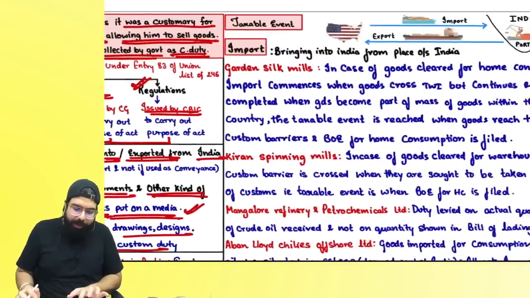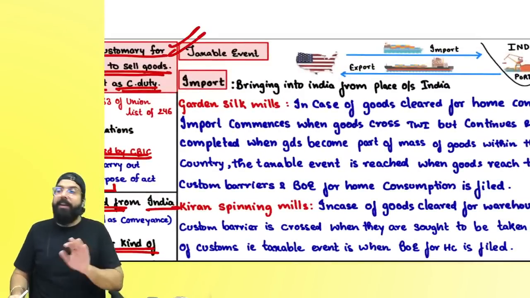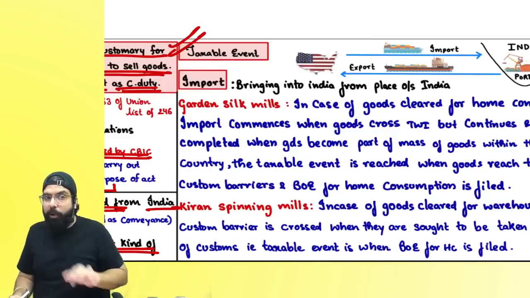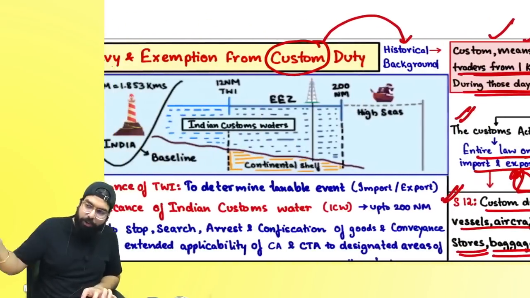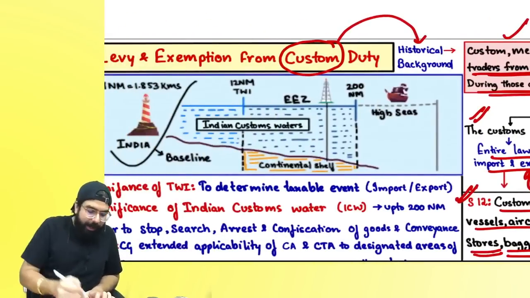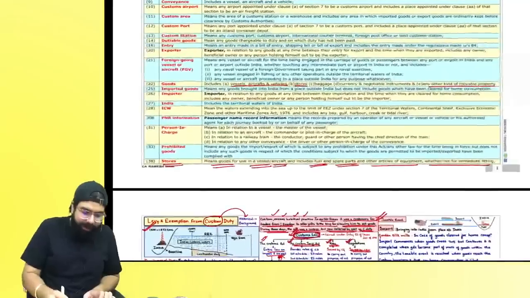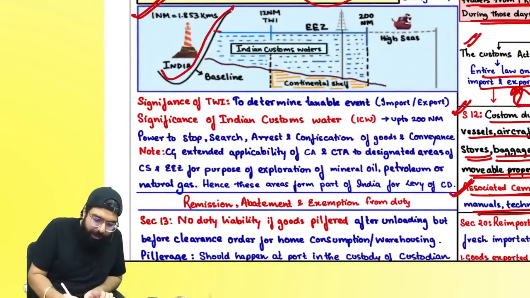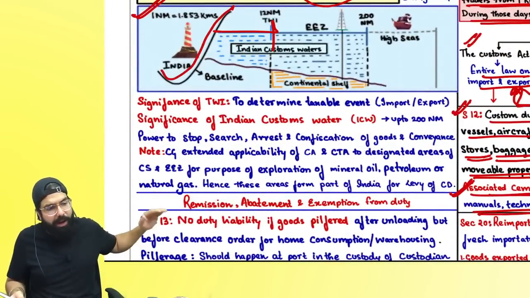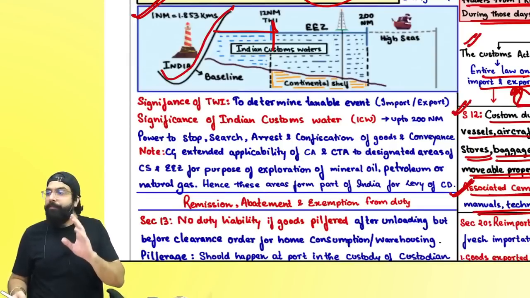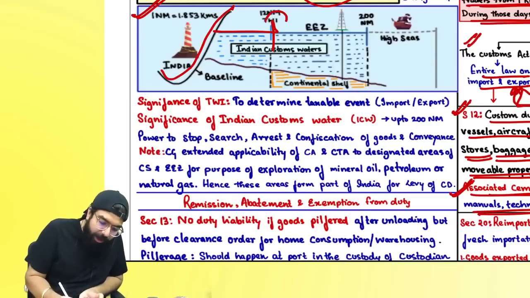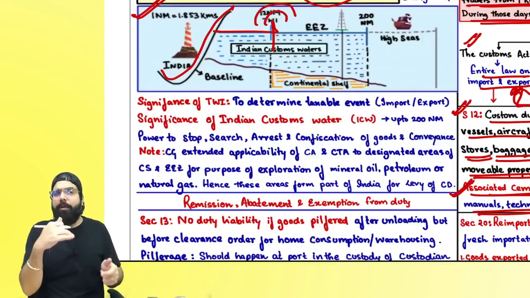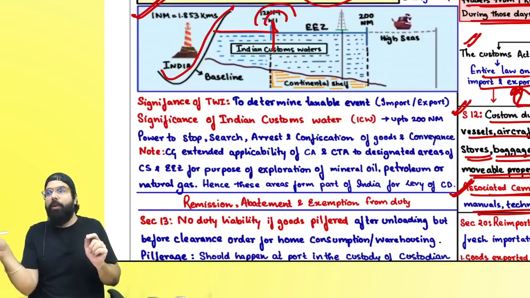What do you mean by imported into or exported from India? Import or export is the taxable event. Always remember one thing: custom duty is levied on goods which are imported into or exported from India. The definition of India says India includes the territorial waters of India, that is up to 12 nautical miles. What is the significance of the territorial water? Import and export is determined by the territorial water. If a ship comes inside the territorial water, it is import. If a ship goes outside the territorial water, it is export.